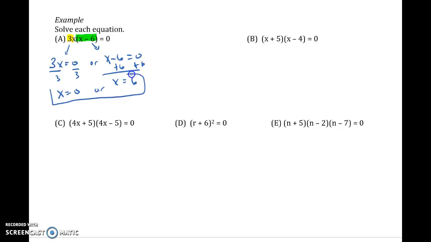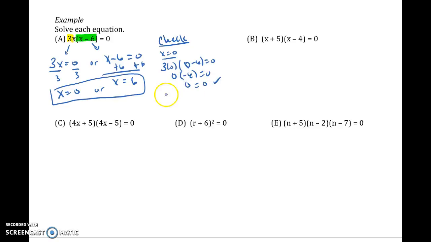So that means x could be 0 or x could be 6, right? And if you're not sure, you can always go back and double check. So I can plug it back in to check. If I want to check x equals 0, I'm going to do 3 times 0, and then x minus 6, that should equal 0. 0 times negative 6 does equal 0.